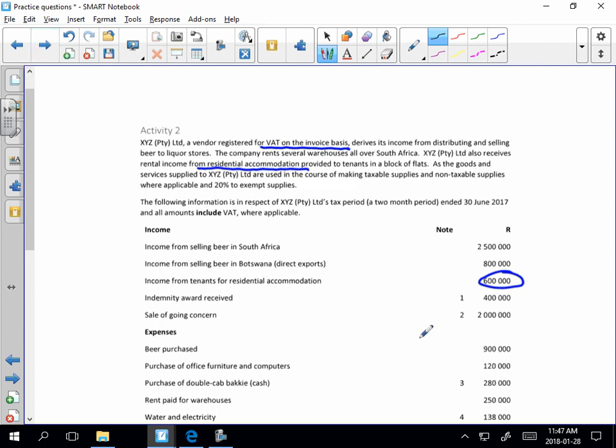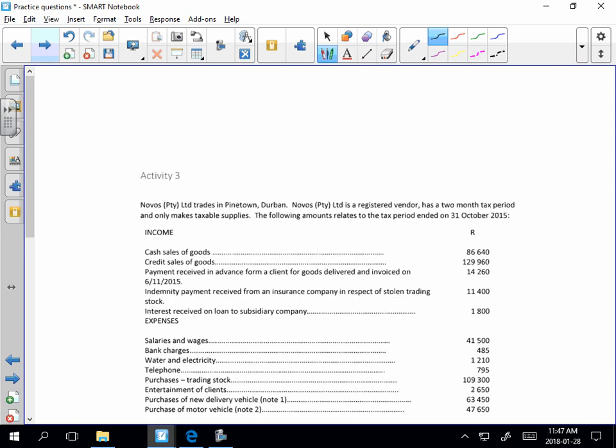So we are then told that exempt transactions are 20%. I will write 20% somewhere there. Now move on to question three, because question three does not have that split. Activity number three, look at activity number three.